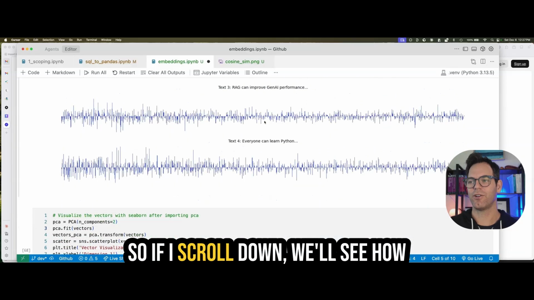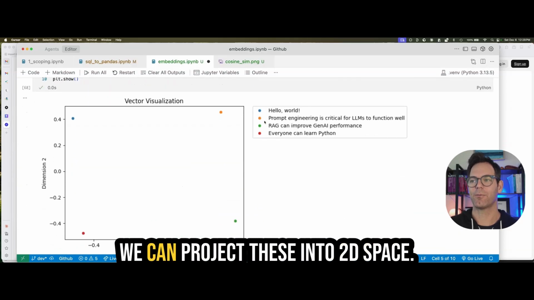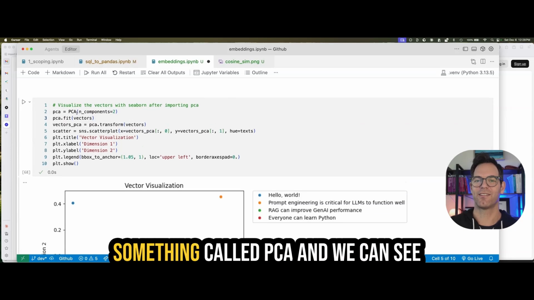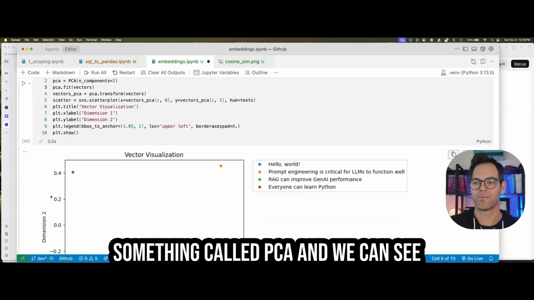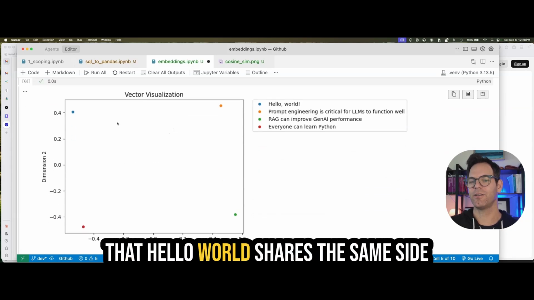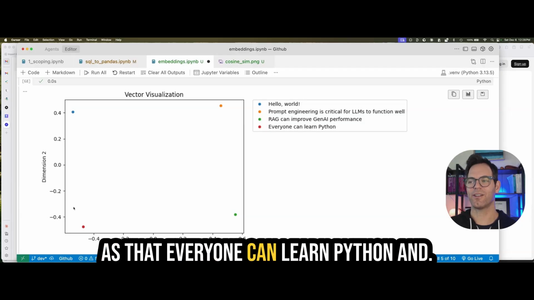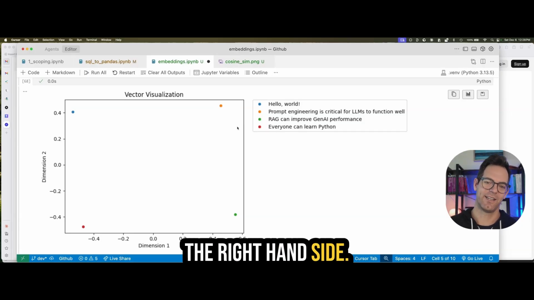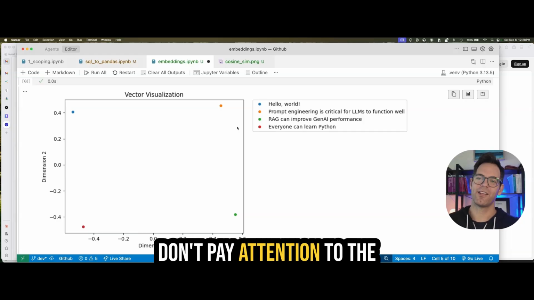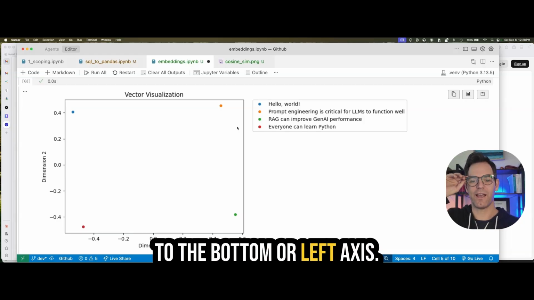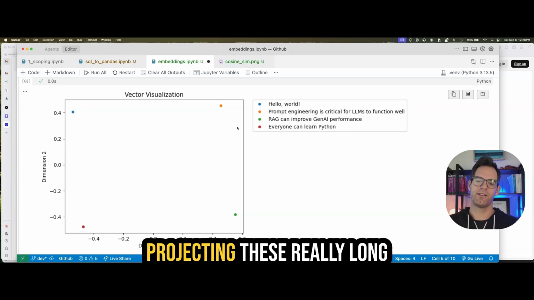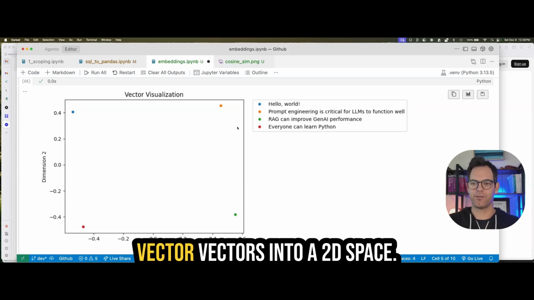So if I scroll down, we'll see how we can project these into 2D space. We're just using some clever math, something called PCA. And we can see that hello world shares the same side as everyone can learn Python, and the GenAI stuff is on the right-hand side. Now this is all relative. Don't pay attention to the bottom or left axis. We're essentially projecting these really long vectors into a 2D space.